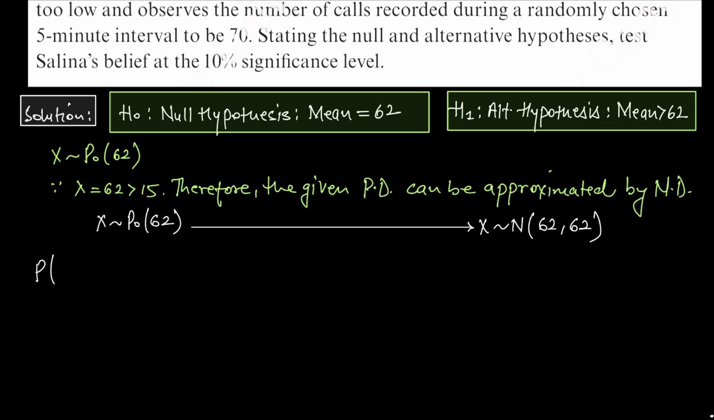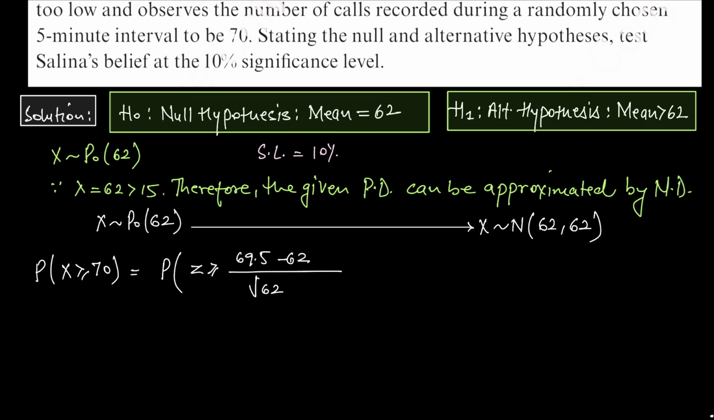Okay, so now let's start with the solution part of it. The question says to find the probability of X greater than or equal to 70. It is a one-tailed test from the right hand side. We need to mention that the significance level for the given question is stated as 10%. Keeping all these things in consideration, let's calculate the probability of X greater than or equal to 70. We are approximating from Poisson to normal distribution, so definitely continuity correction should be applied. So this is the probability of z greater than or equal to 69.5 minus 62, the complete expression divided by root 62.